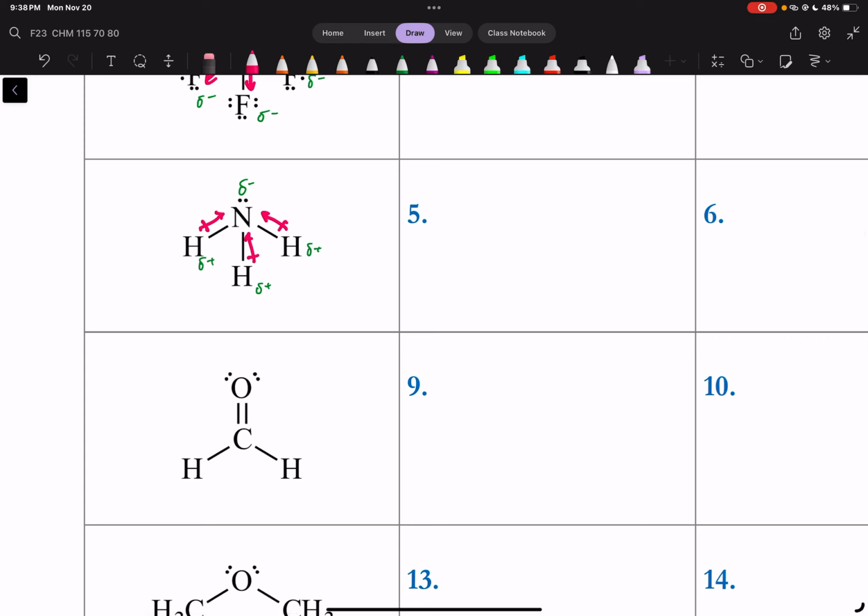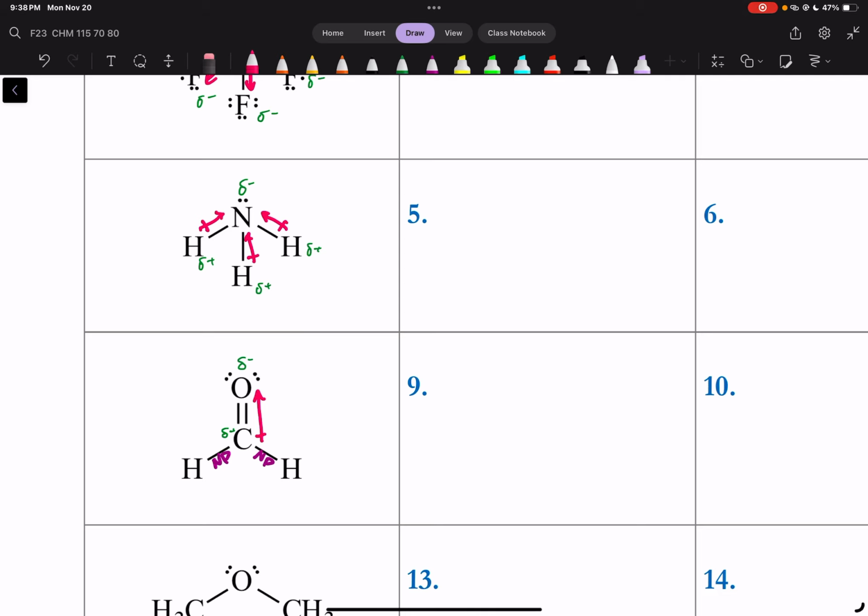In formaldehyde here, oxygen is more electronegative than carbon. So you'll have a bond dipole moment in that direction, and so a partial charge of negative on oxygen and of positive on carbon. Now the carbon-hydrogen single bond is considered to be non-polar, and so we'll just make a little note of that. This is non-polar, so we can ignore it. It's not going to affect the overall bond dipole moment of the molecule.